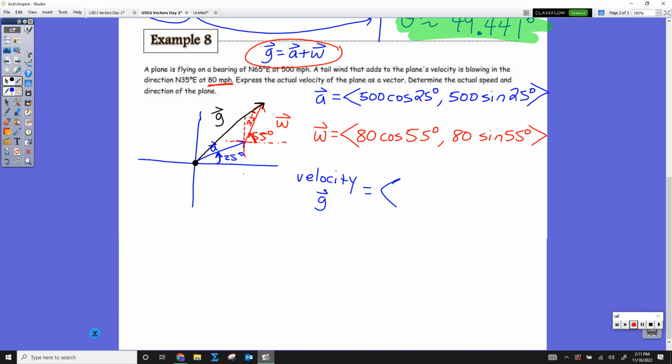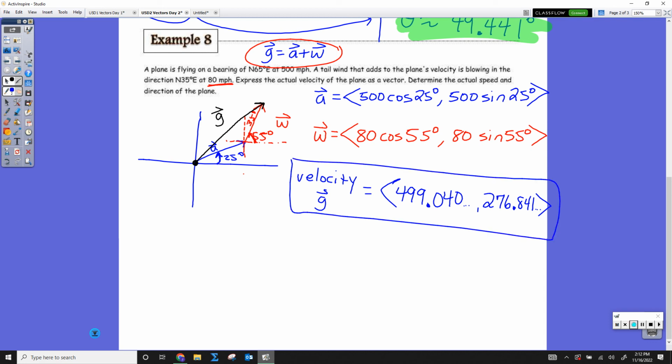So if you add those using a calculator, you get 499.040, dot, dot, dot, and we get 276.841, and once again, dot, dot, dot. So it says express the actual velocity as a vector. We have it. That's this part right here. We just solved it. All right, so vector G, our actual velocity, our actual speed after wind has been applied. Or, I'm sorry, just our actual velocity vector, our actual component form.